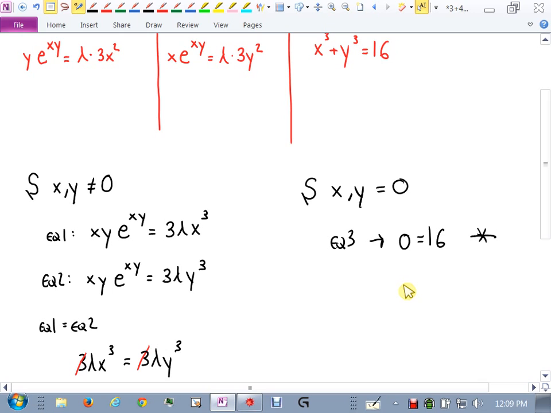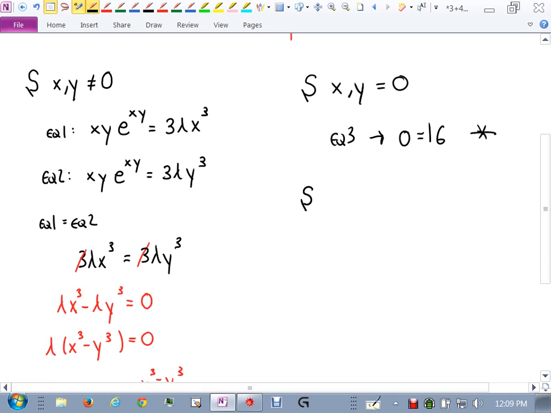What if just one is 0? See, because this said, suppose they're both not 0. This says, suppose they both are. But what about just one? Just one. So what would happen if I suppose that just one of them is 0? Suppose x equals 0 and y is not 0. Where can you come up with a contradiction here?